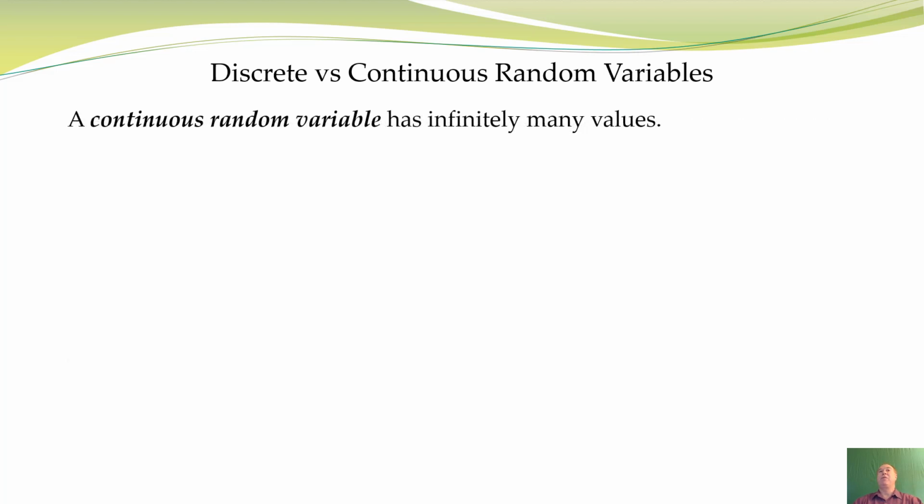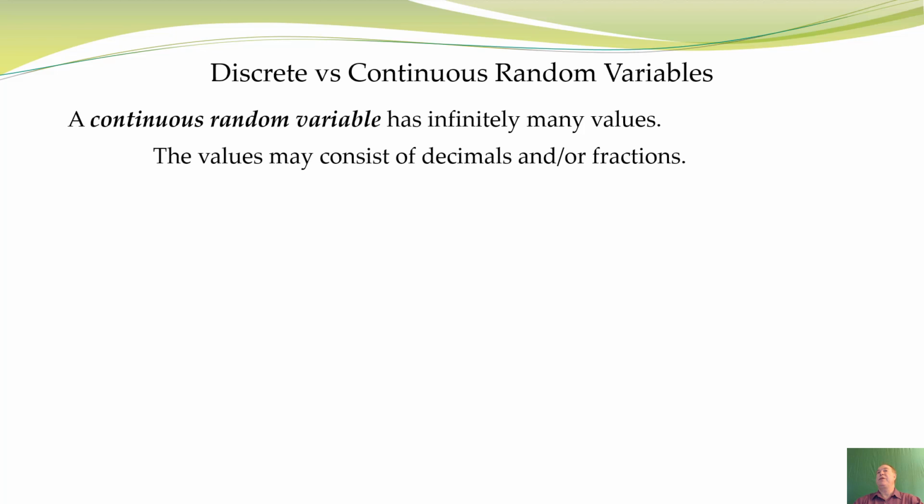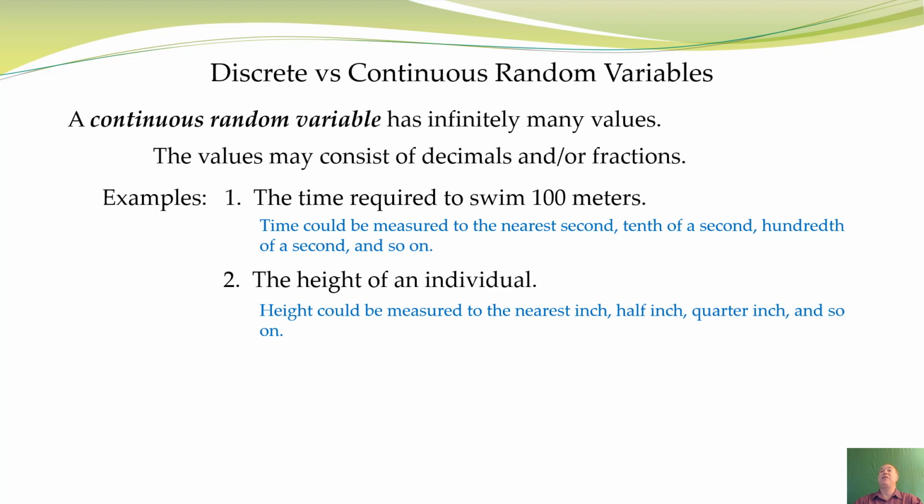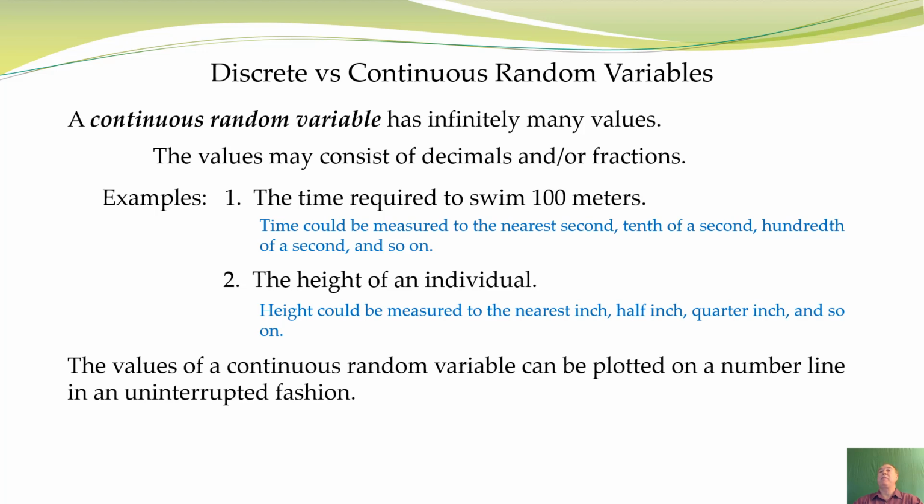A continuous random variable has infinitely many values. So this will include decimals and fractions. Some examples: the time required to swim 100 meters. You could measure this to the nearest second, nearest tenth of a second, hundredth of a second, and so on. So there are many different possibilities, infinitely many. And the height of an individual could be measured to the nearest inch, nearest half inch, nearest quarter inch, and so on. The values of a continuous random variable can be plotted on a number line in an uninterrupted fashion. So you have 1 through 5 on a number line, and it's a solid line from 0 through 5.